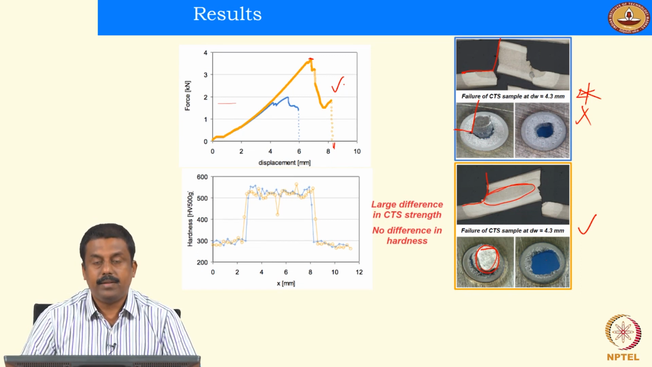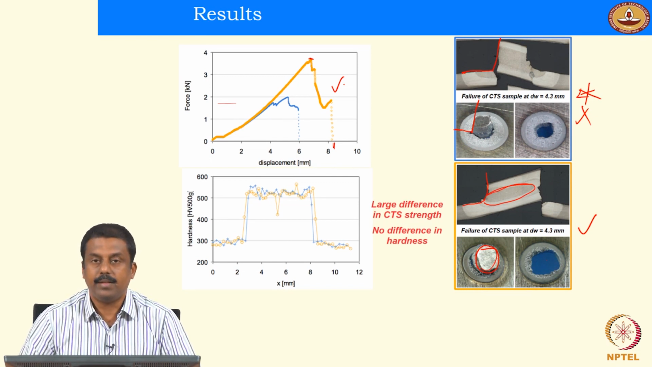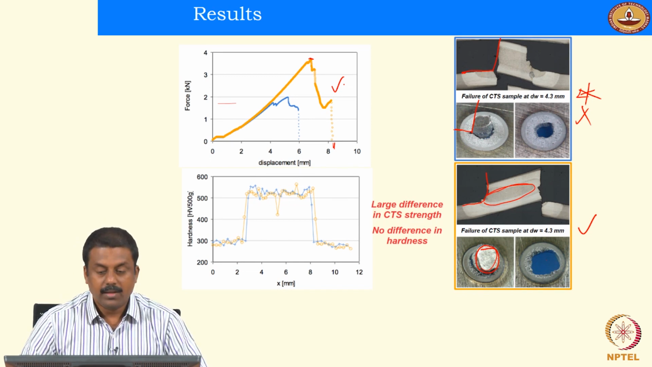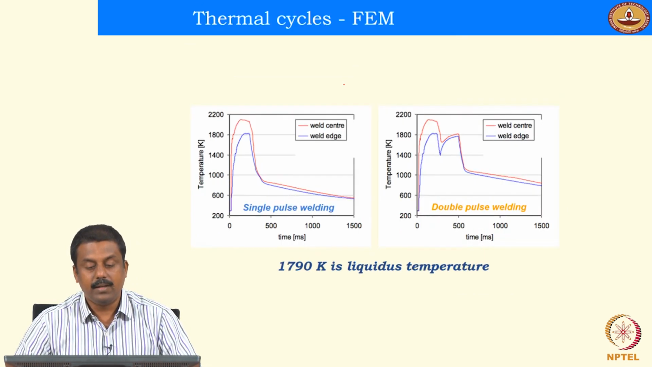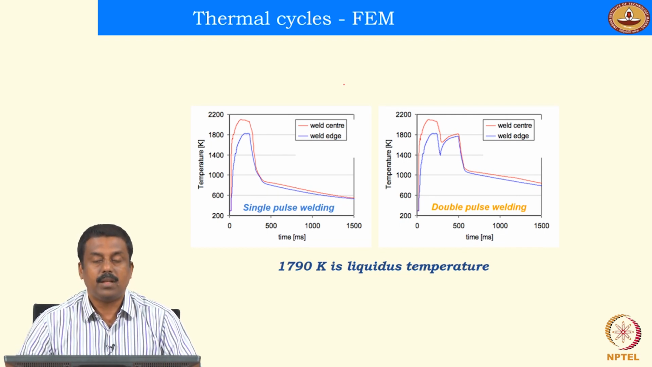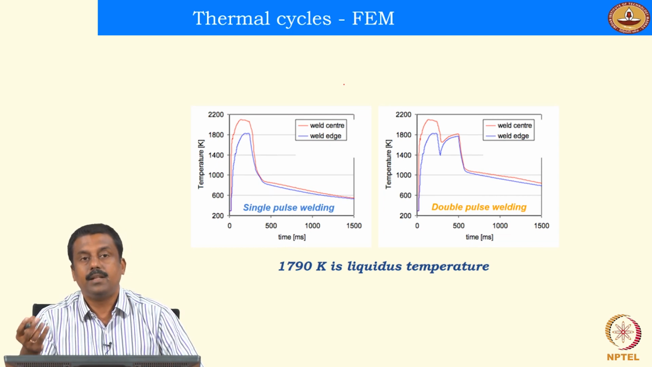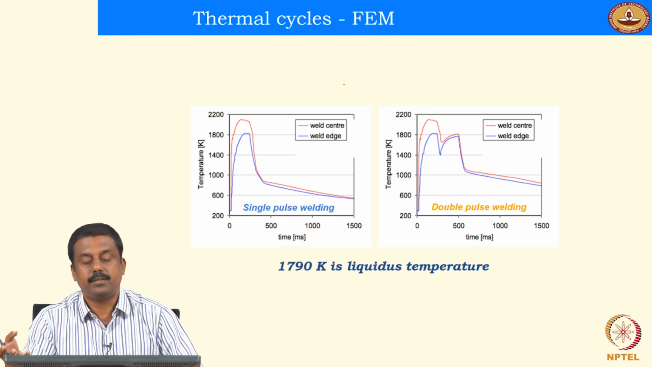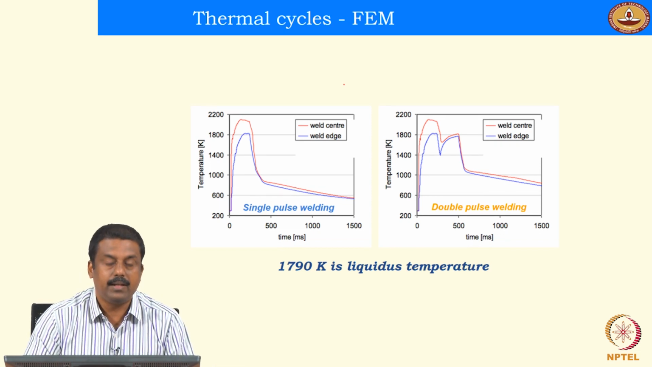improve the mechanical properties. But how does the second pulsing help in improving the mechanical properties? That's a big question, right? We need to understand what happens when you apply a second pulsing. So for that we'll have to look at the thermal cycles, and subsequently how the change in thermal cycle is leading to change in the segregation of alloying elements in the weld zone during single as well as double pulsing case. So first we'll begin with the thermal cycle.